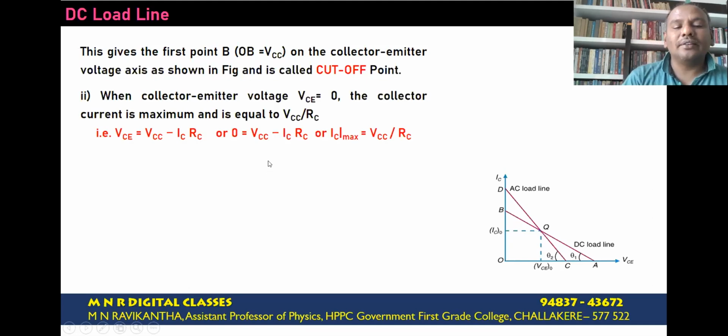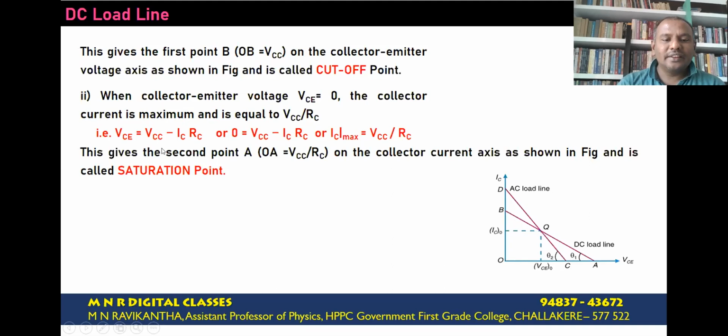To find the second point, we take collector emitter voltage VCE equal to 0. Then the corresponding collector current is maximum and is equal to VCC divided by RC. Substituting VCE equal to 0 in equation 1, we get 0 equal to VCC minus IC into RC, or IC maximum is equal to VCC divided by RC. This gives the second point A on the collector current axis, as shown in the figure, and is called the saturation point. Here the symbolic representations are slightly different.